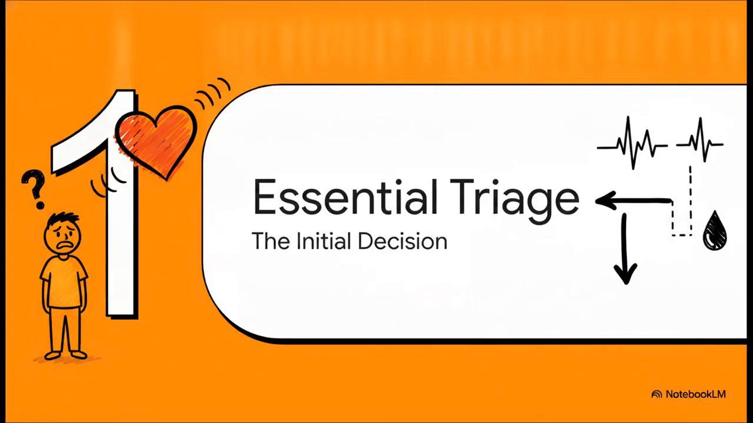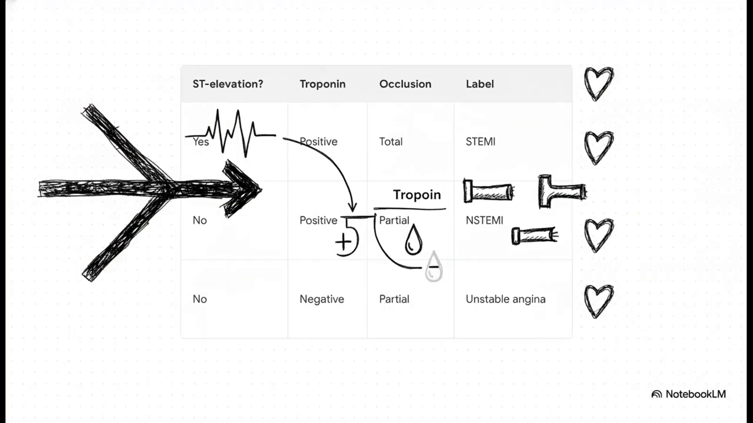Let's get to it. All right, Section 1, the essential triage split. When an adult patient presents with a suspected ACS, literally everything hangs on one single binary question. You look right at the ECG for ST elevation. That's your first big branch point. It splits a total occlusion STEMI away from a non-ST elevation ACS.